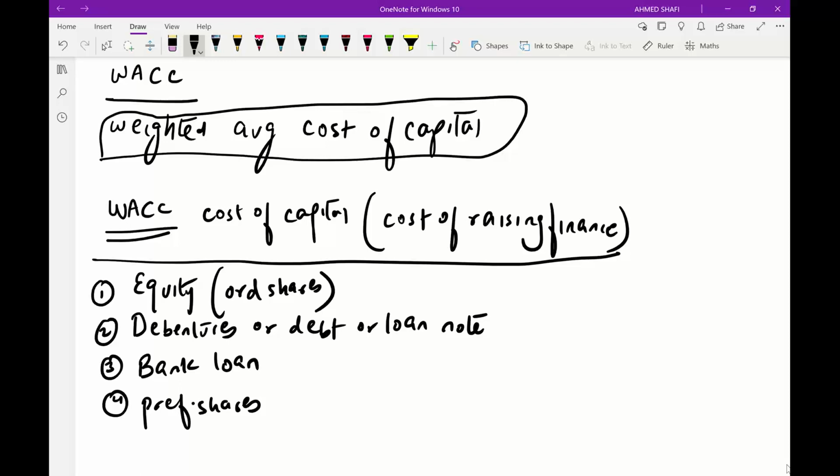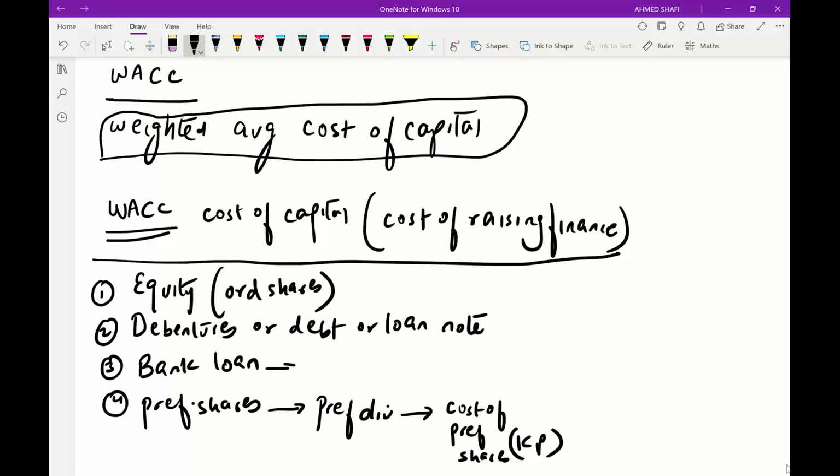For example, when you raise finance via preference shares, they don't give you finance for free. You have to pay them preference dividend. That's a cost for the company. When you're paying preference dividend, that's a cost called cost of preference shares. It's denoted by KP, because that's the concept of cost of raising finance: when you raise finance via preference shares, you have to give a return, preference dividend, to preference shareholders. That's our cost of preference shares, called KP.